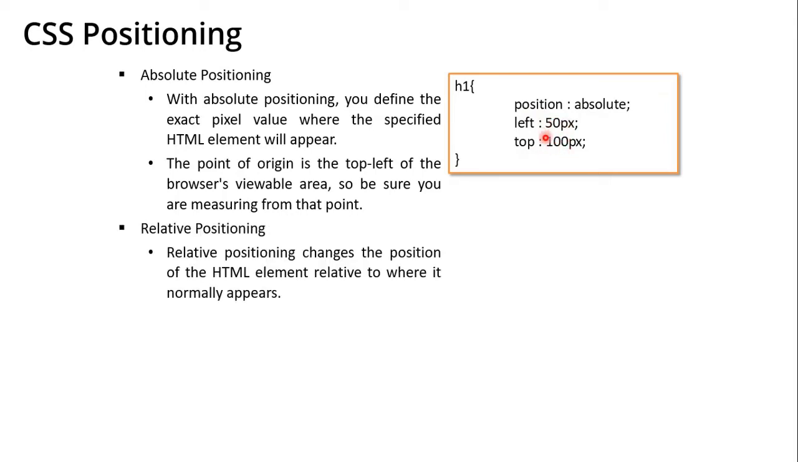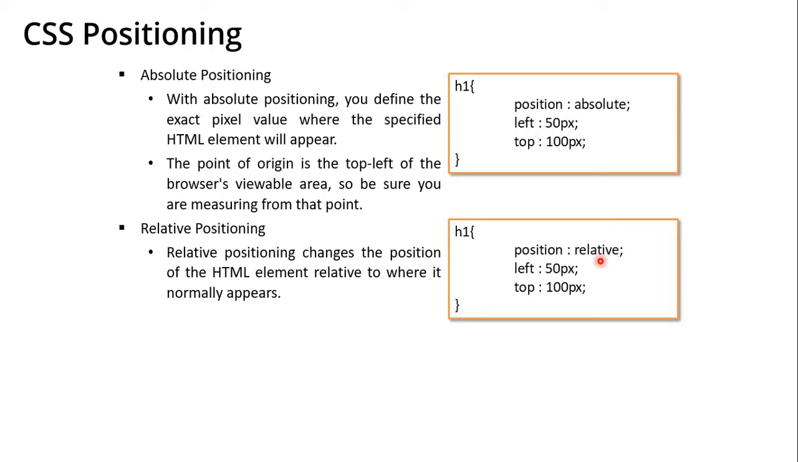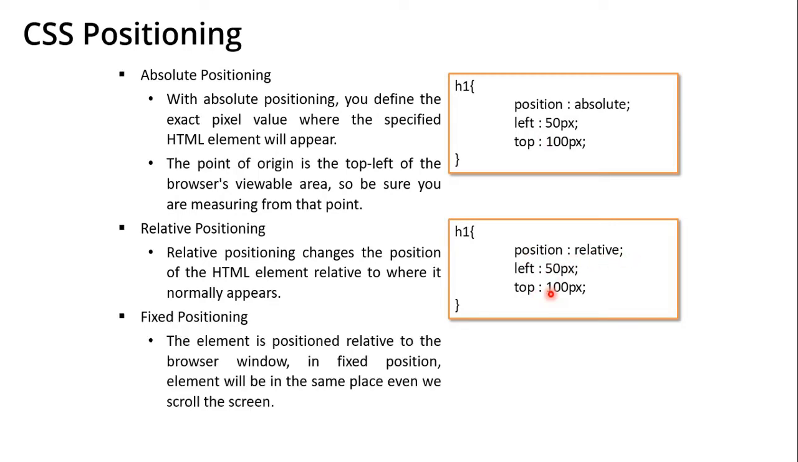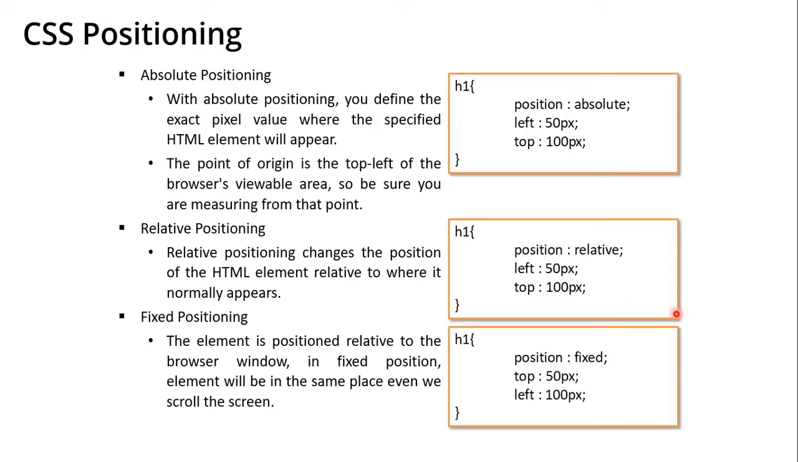Relative positioning. Relative positioning changes the position of the HTML element relative to where it normally appears. So we write relative in position, and we provide left and top pixels. Fixed positioning: the element is positioned relative to the browser window. In fixed position, the element will stay in the same place even when we scroll the screen. So here we write fixed, and we provide the pixels. So we have three positionings: absolute, relative and fixed positioning.